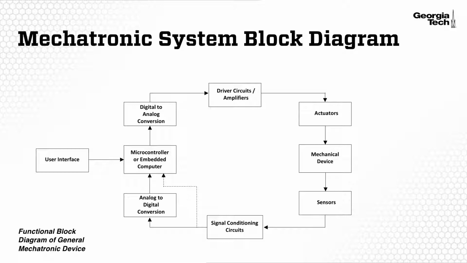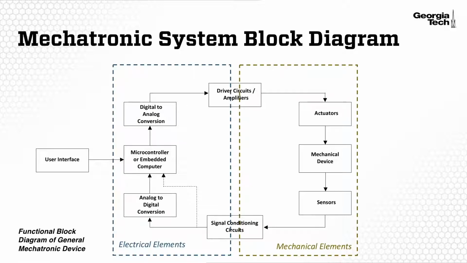We then measure some outputs from that mechanical device using a sensor or multiple sensors. We take that sensor data, we put it through some type of signal conditioning. That signal can then be either digital or analog, so we may need to use an analog to digital conversion step to take that data back to the microcontroller. And of course, there's also a user interface where a user provides commands or inputs to that mechatronic system for how it should operate. Now, this general block diagram applies to pretty much any mechatronic system we can think of.